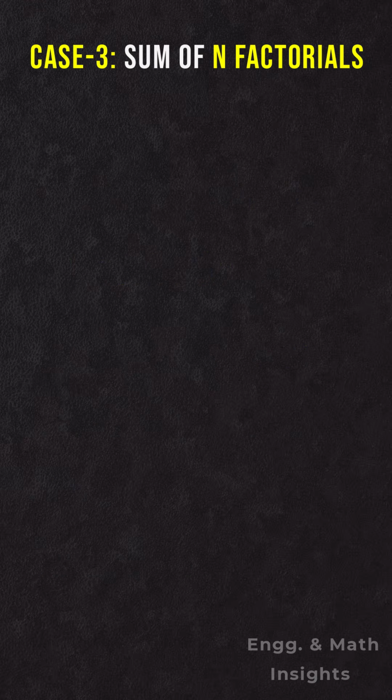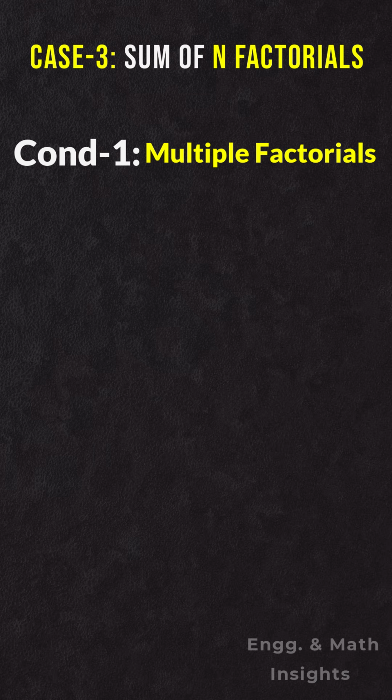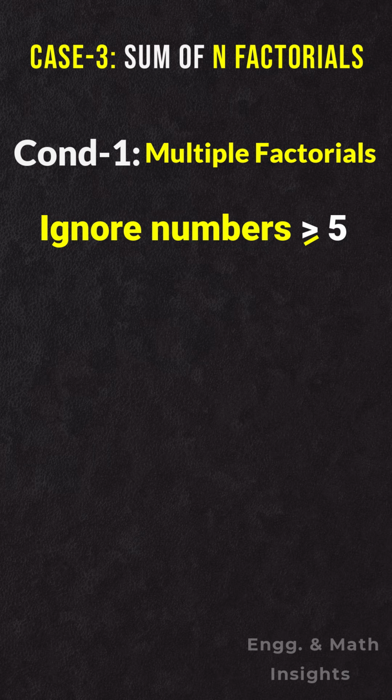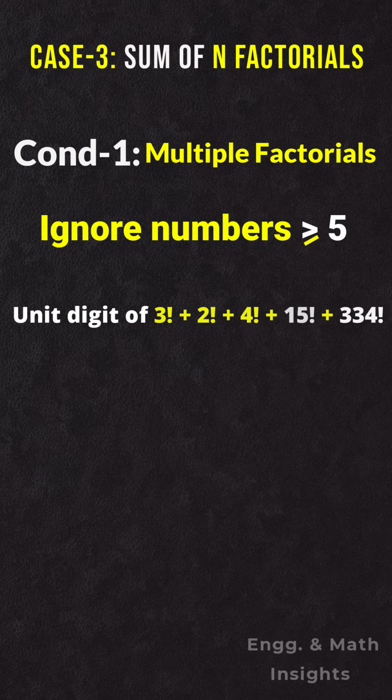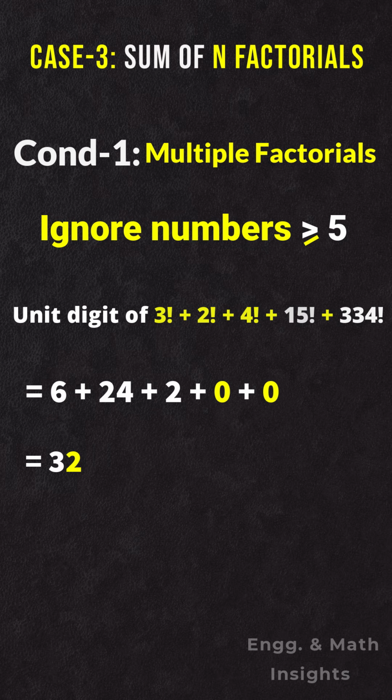This also splits into two conditions. First condition is when we have multiple factorials, then we only consider the factorials up to 4 because anything above 4 ends with 0 and does not affect the unit digit. For example, in 3 factorial plus 2 factorial plus 4 factorial plus 15 factorial plus 334 factorial, only 3 factorial, 2 factorial, 4 factorial matter. When we add them together, we ignore the 15 factorial and 334 factorial by placing 0, and when we add 3 factorial, 2 factorial and 4 factorial, then we get 32, so the unit digit is 2.